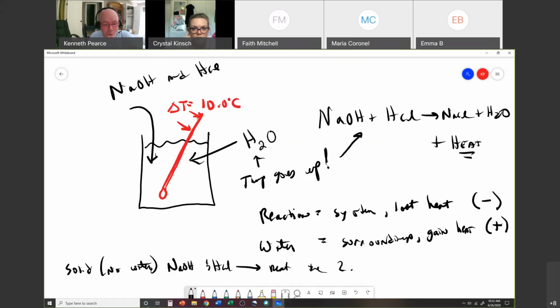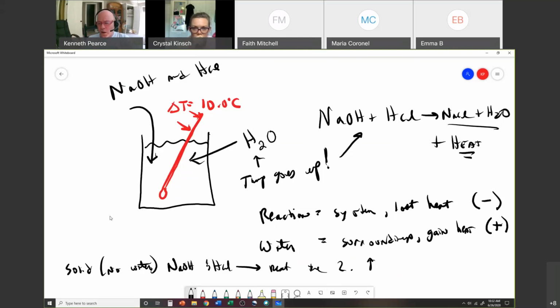Then if you have no water there, what'll happen is that the solid that you just mix together and the resulting products, they will go up in temperature as well. But in this case, it's still the system. The solid is still the system. But the surroundings would be like the container it's in or the air that's surrounding it or whatever. Okay, so it's still the system whether you mix it in water or not.